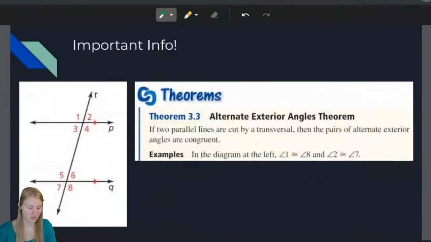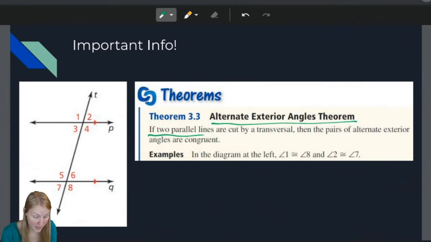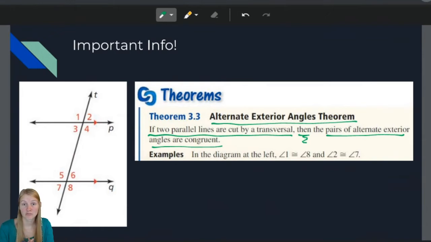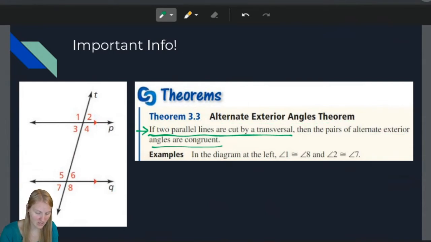All right, the next theorem, alternate exterior angles theorem. If 2 parallel lines are cut by a transversal, I hope you're seeing a pattern here. If 2 parallel lines are cut by a transversal, then the pairs of alternate exterior angles are congruent. So the pattern is that all of these theorems are starting with the same sentence. All of these theorems start with if two parallel lines are cut by a transversal.